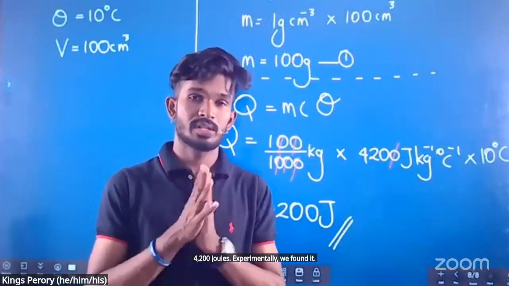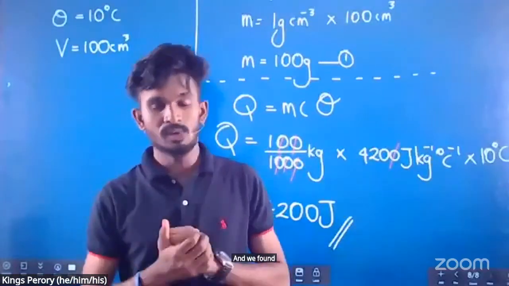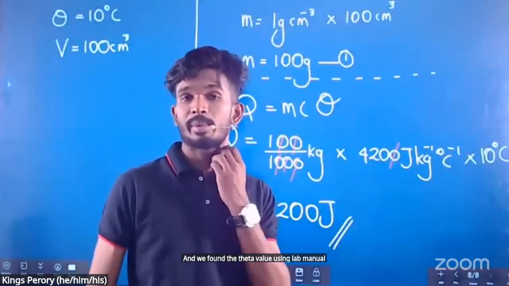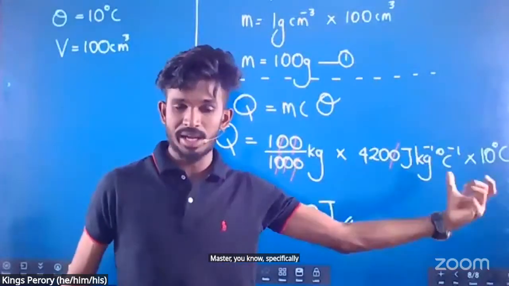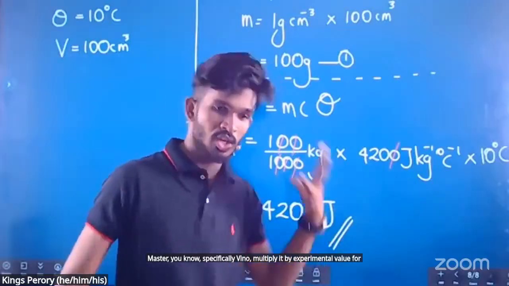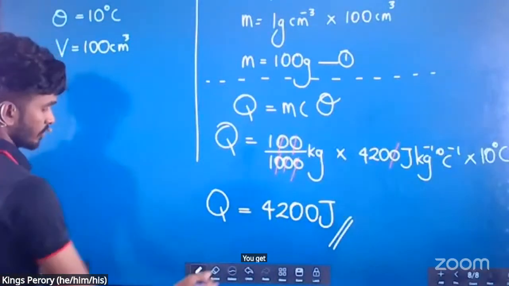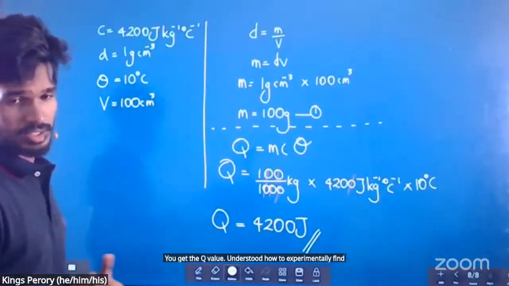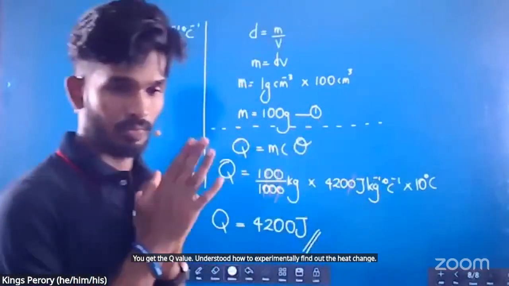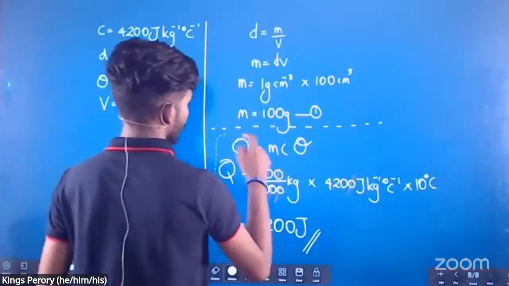Experimentally, we did the experiment and we found the theta value. Using a lab manual, we found the specific heat capacity and density, and we found the mass. Mass we know, specific heat capacity we know, multiplied by the experimental value for the temperature change, you get the Q value. Understood how to experimentally find out the heat change? Understood the procedures?